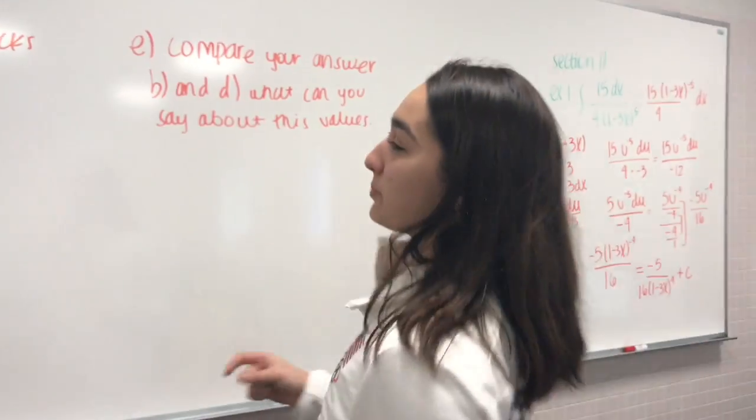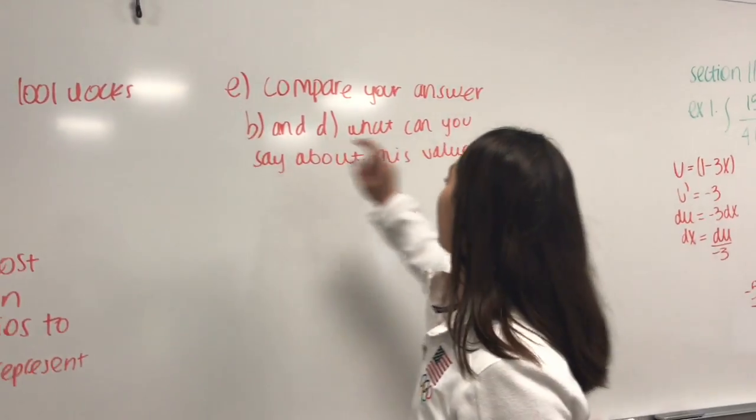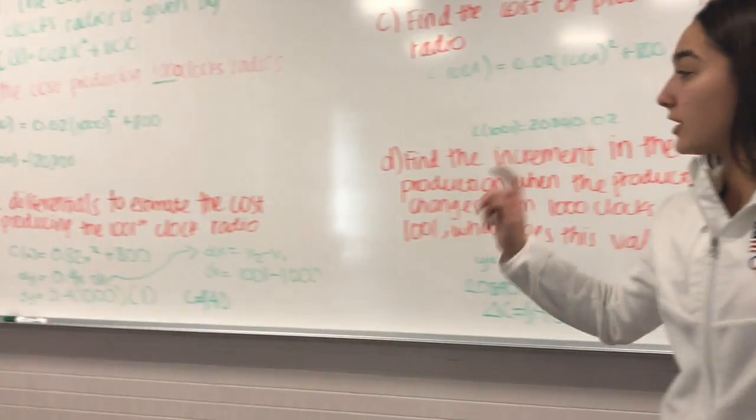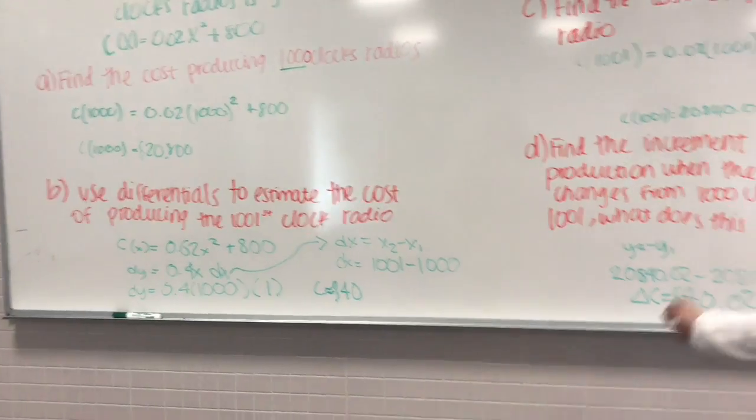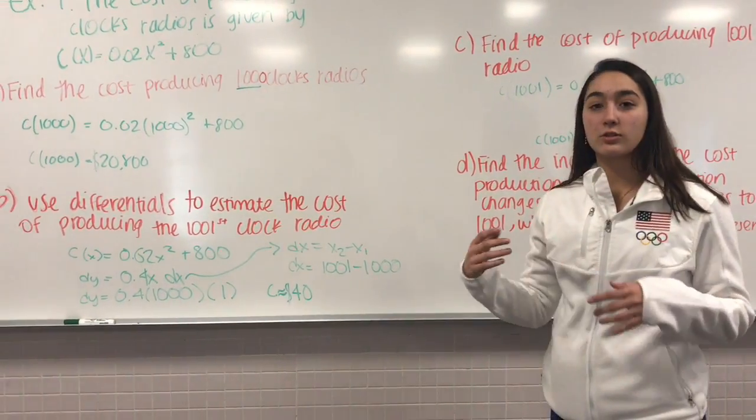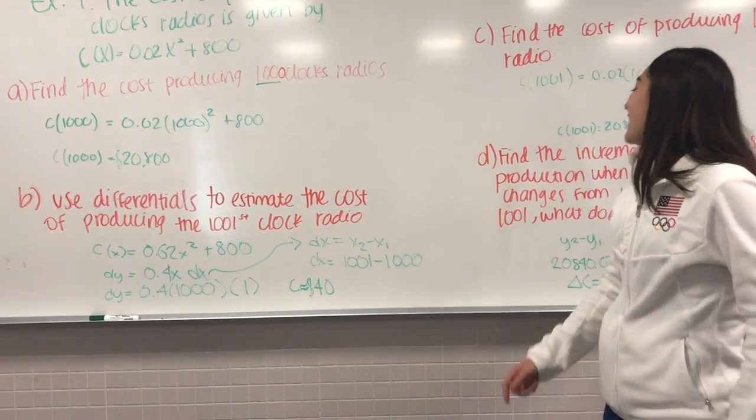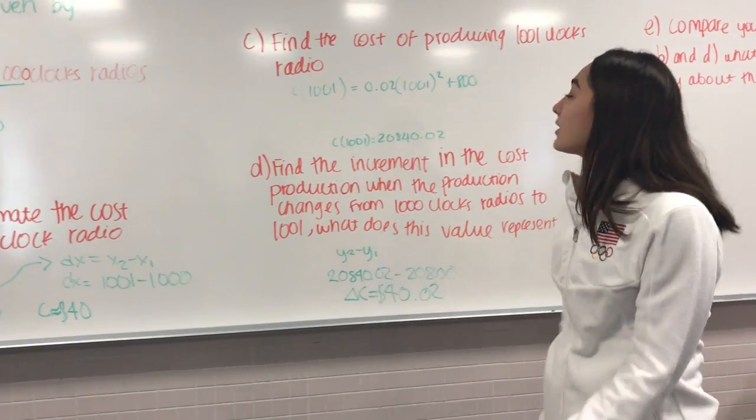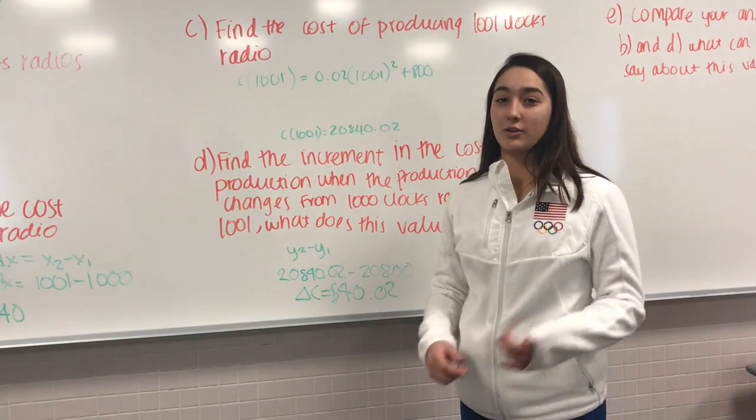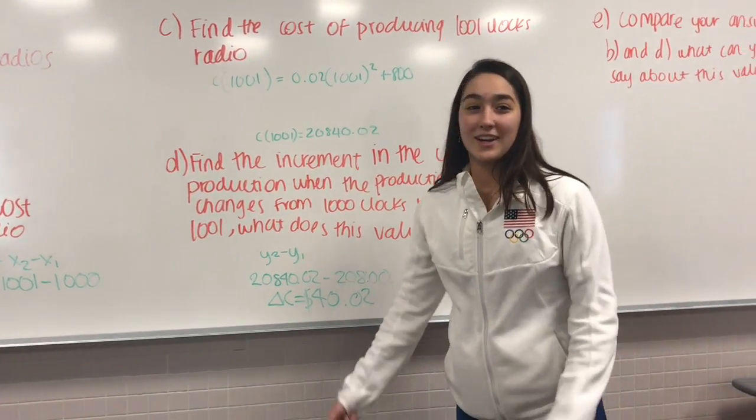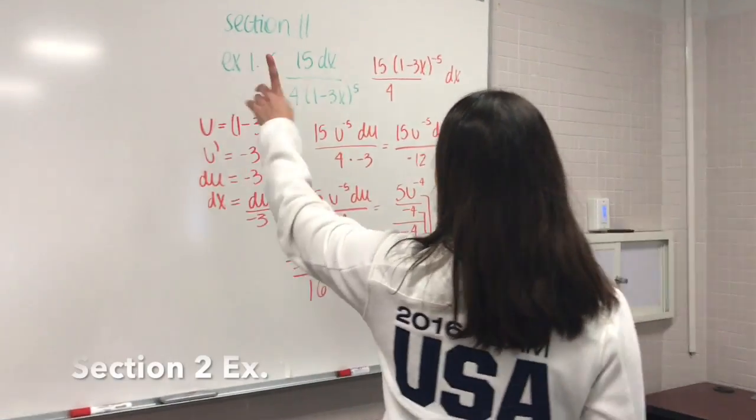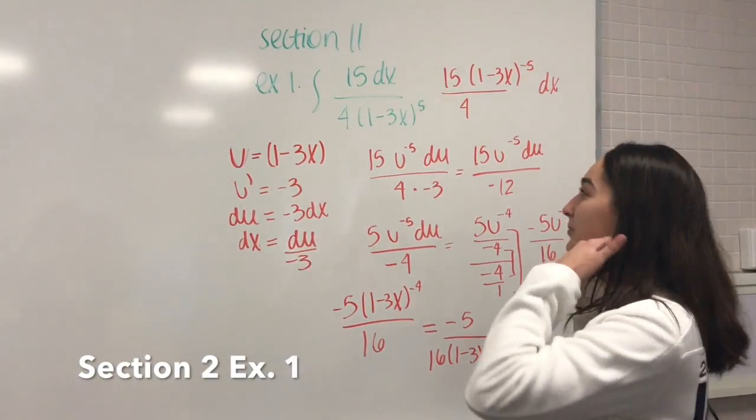Now we're going to compare letter B and letter D, because in letter B we're just taking an estimate of what the cost would be about, and in letter D we're getting the exact answer of the cost. Now we're going to the next problem, from section 2, example number 1.